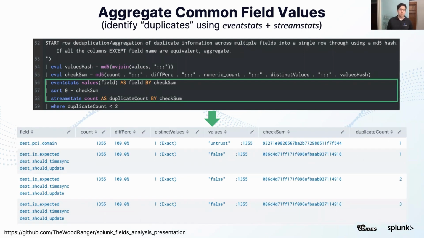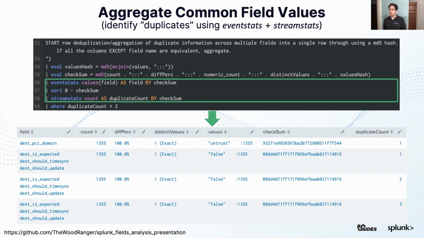All right, our next step. We then leverage eventstats to pass the field names across rows identified as identical using checksum. So we generate our checksum value, which is the hash representing the combination of every field except the field itself, right? We then sort by our checksum value and then use streamstats to process through our data set, establishing a counter that resets each time the checksum value changes.